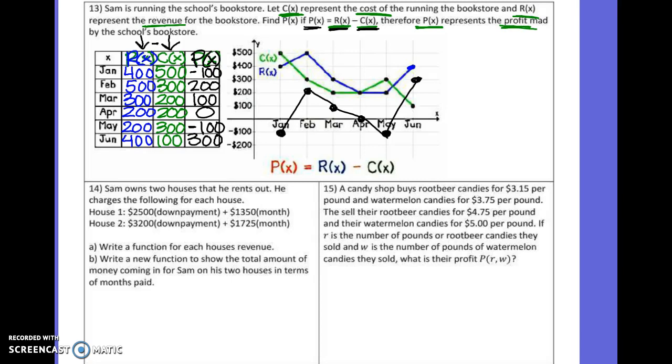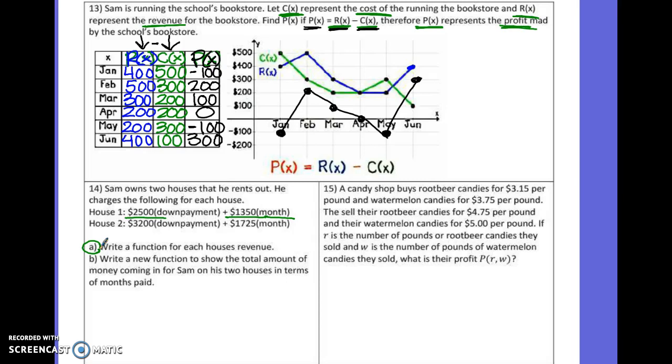Okay, Sam owns 2 houses that he rents out. He charges the following for each house: a $2,500 down payment and $1,350 for each month's rent. So a down payment means he pays that amount of money once and only once. So I'm going to look at what the question says right here. Write a function for each house's revenue.